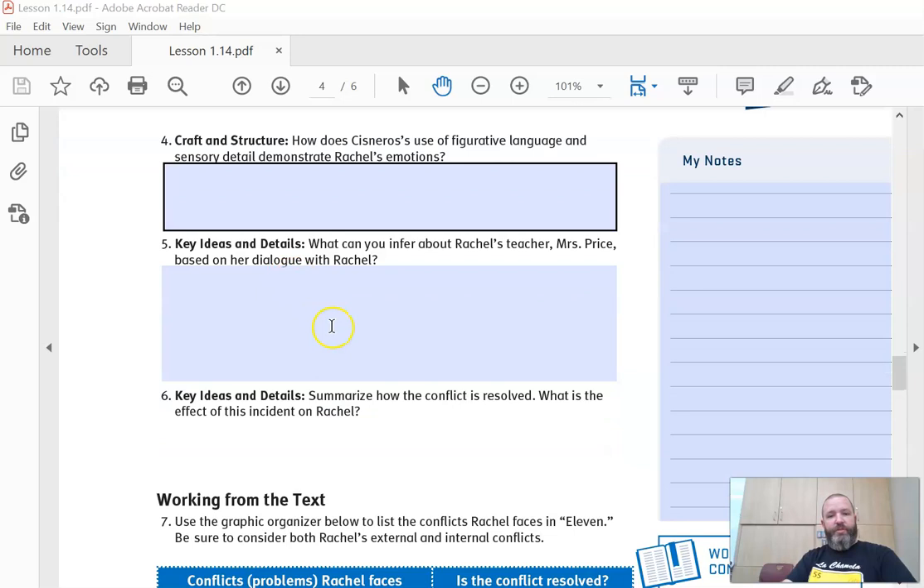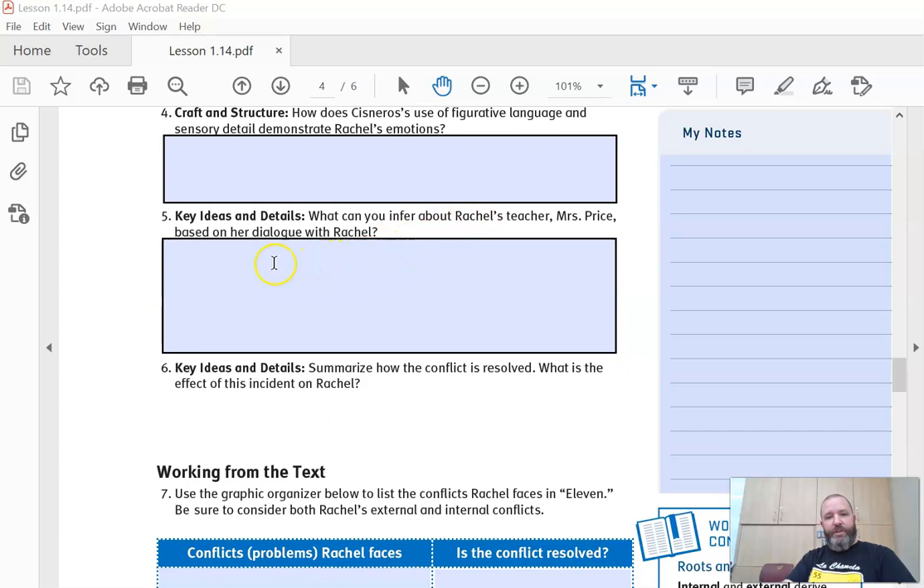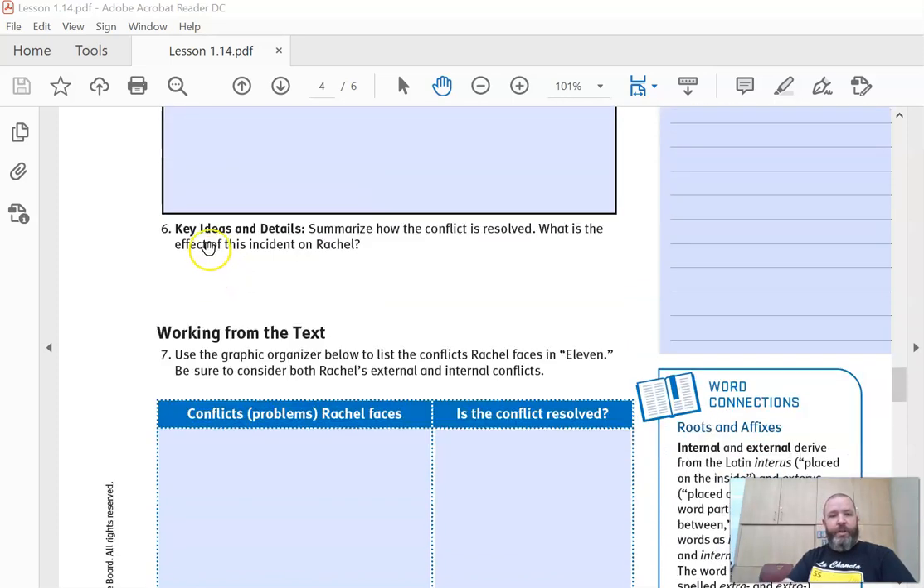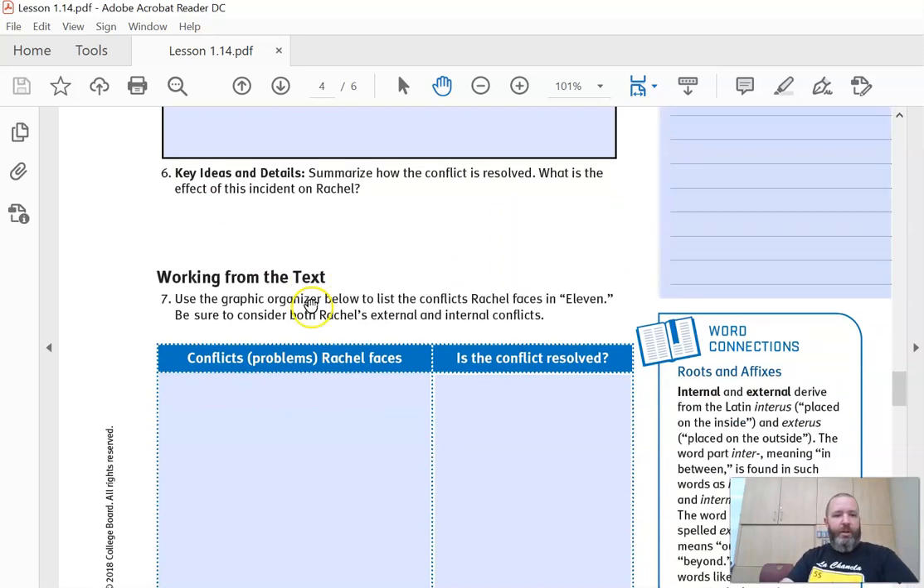Number 5, what can you infer about Rachel's teacher, Mrs. Price, based on her dialogue with Rachel? This has some pretty strong feelings usually for students. So what inference can you make about her? And you need to support that with evidence from the text. And number 6, summarize how the conflict is resolved. I forgot to put a box there, so you can put that in the My Notes section over here. That'll fit in the My Notes section right here.